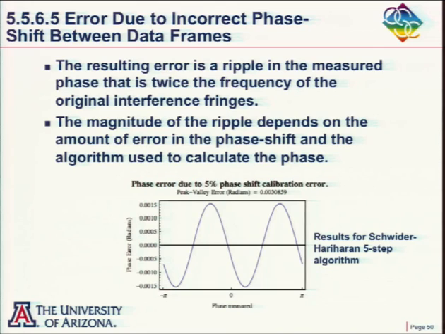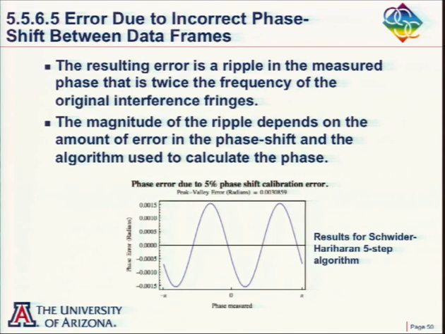So some of you have used phase shifting interferometers. Have you ever seen this double frequency error? Yeah. It's always there. It drives you crazy. Okay. So how can I get rid of it? How can I reduce it?